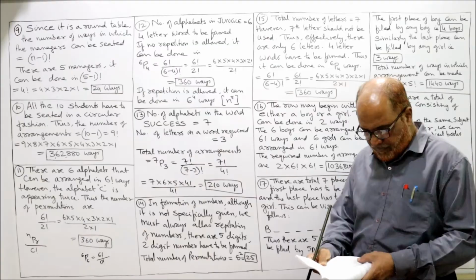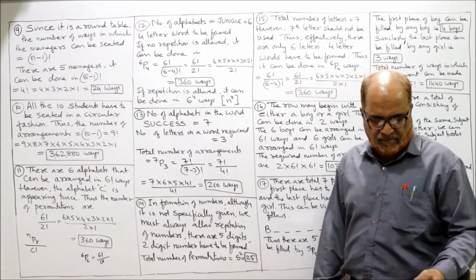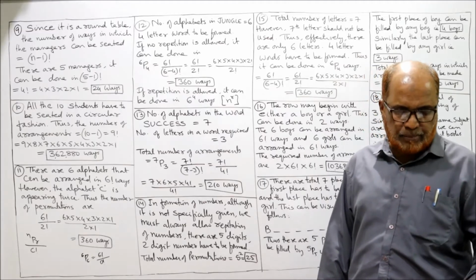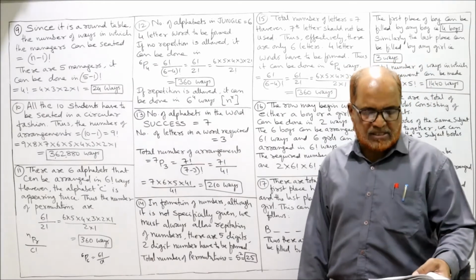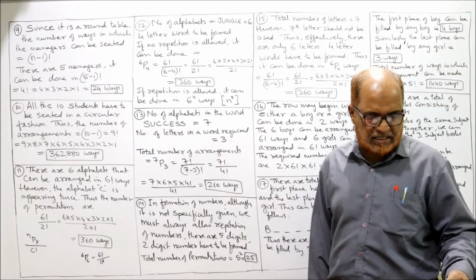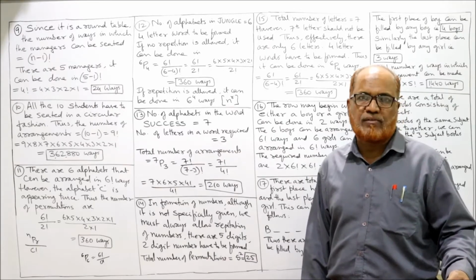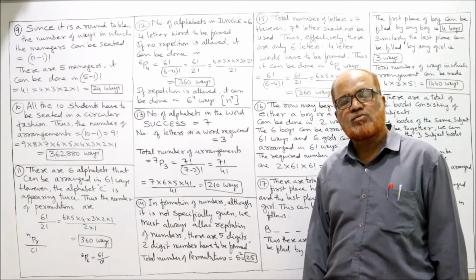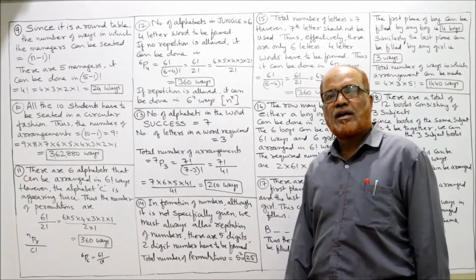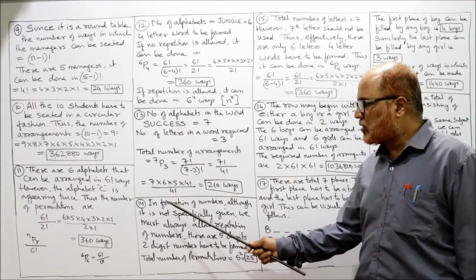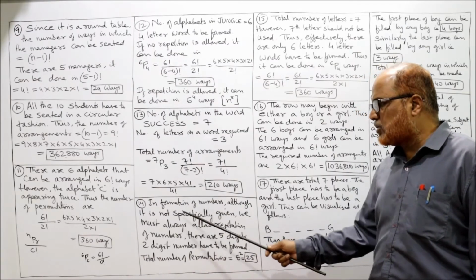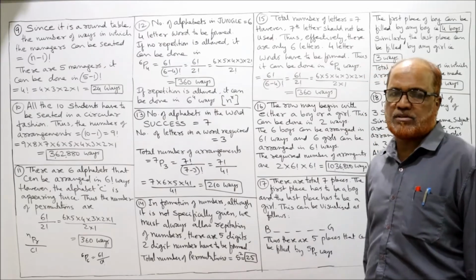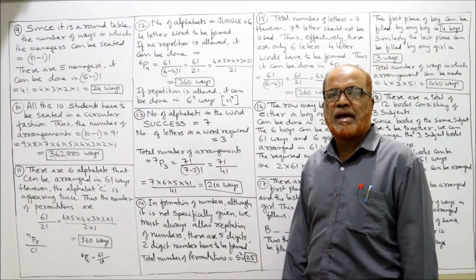Next, 14th one. Using the digits 5, 6, 7, 8, 9, find the number of 2 digits number that can be formed. So from the digits 5, 6, 7, 8, 9, totally 5 numbers are given. We have to make 2-digit numbers. So how many ways we can make 2-digit numbers? It is not given, whether it is repeated or not. Information of numbers, although is not specifically given, we must always allow repetition of numbers. Repetition of numbers will be allowed.